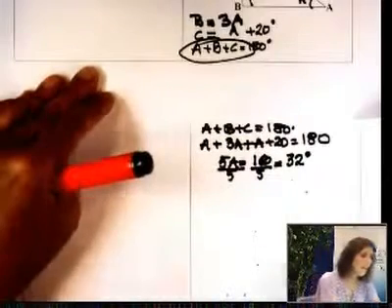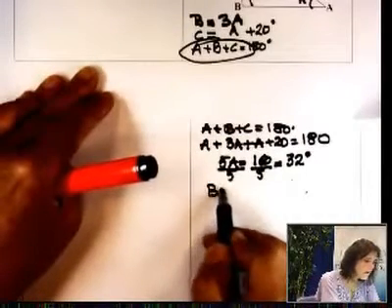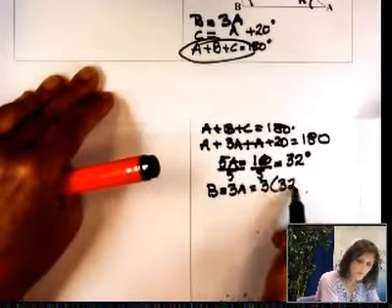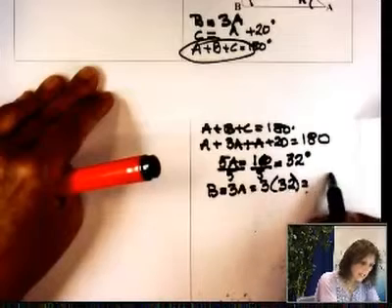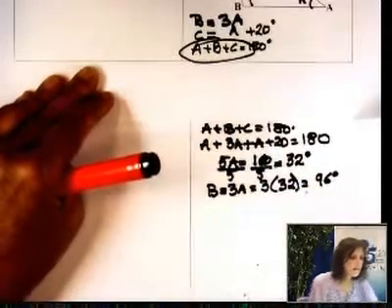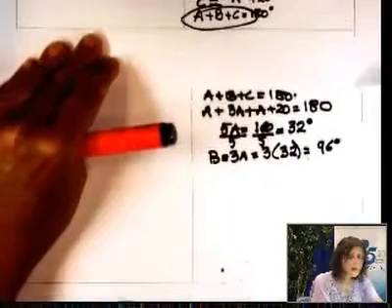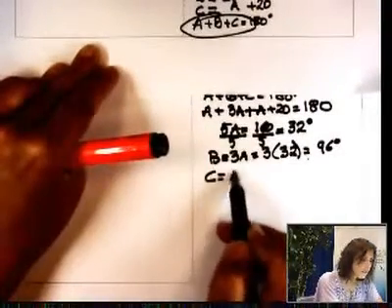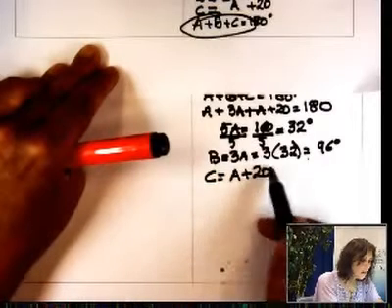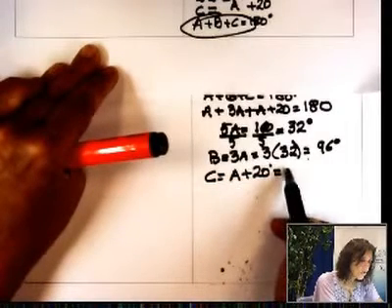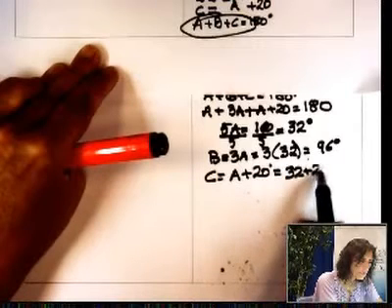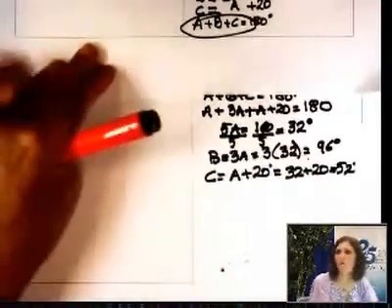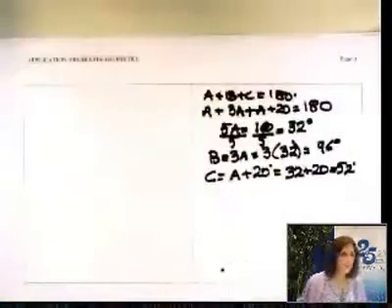All right, now let's get B. What was B? B is 3A. What does that mean? 3 times 32. How much is that? 96 degrees. Okay? What is the next one? And I know C is A plus 20. A is 32 plus 20. That is 52 degrees. So I did all steps that I could think of.